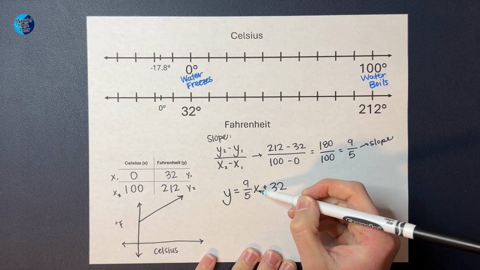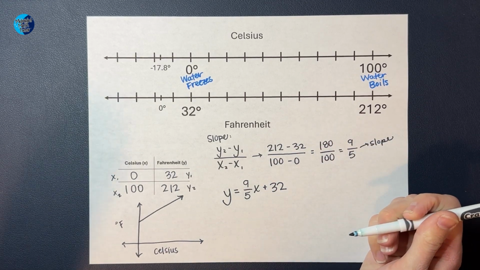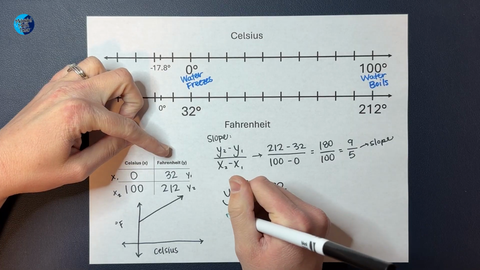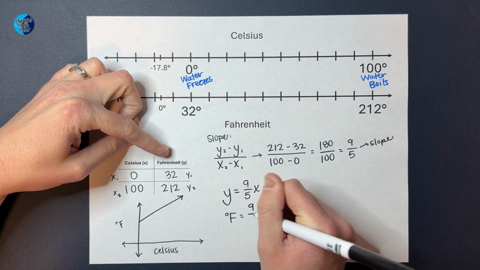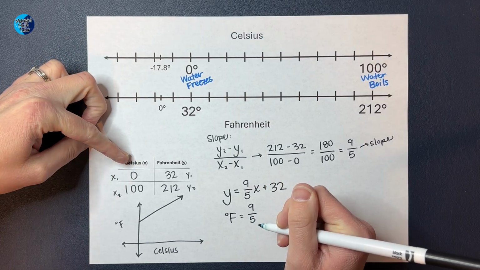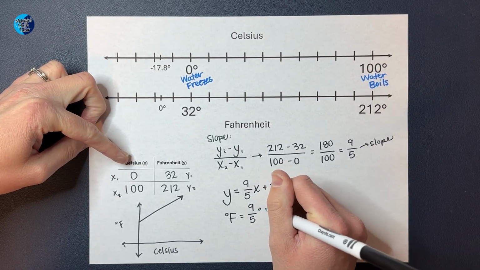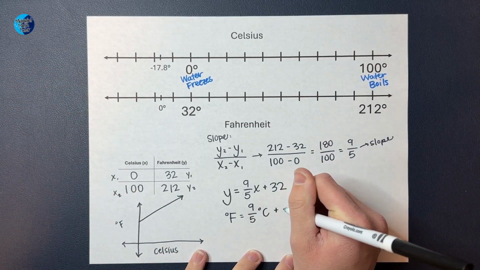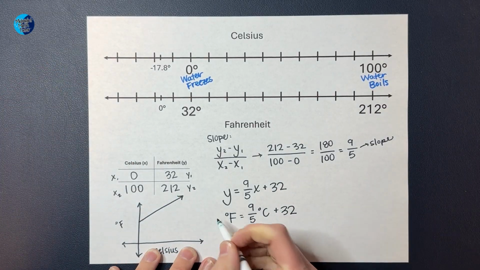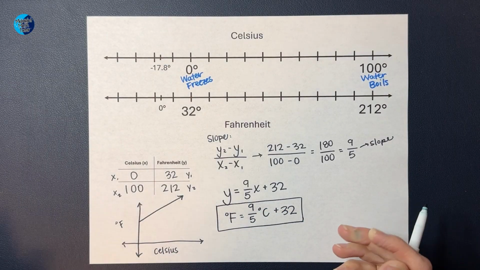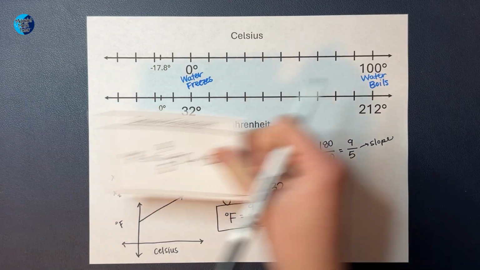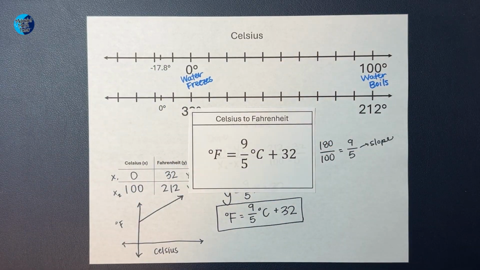I could plug in something for x, get y. Well, guess what? What did we say y was? That was our Fahrenheit. Degrees Fahrenheit equals 9/5 times x. X is our Celsius, so degrees Celsius plus 32. That is the equation that you use to convert from Celsius to Fahrenheit. It's just a linear equation, you guys. How cool is that? I realize you may not think that's as cool as I do, but it's awesome.